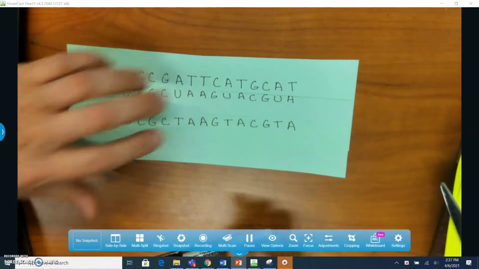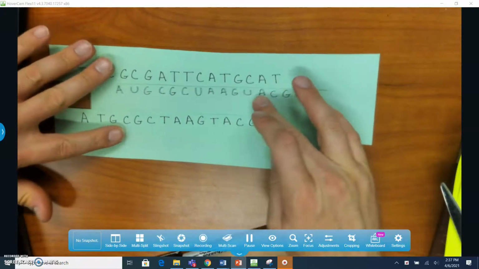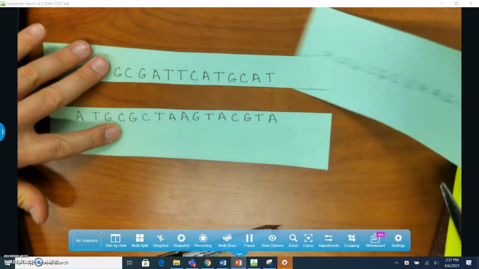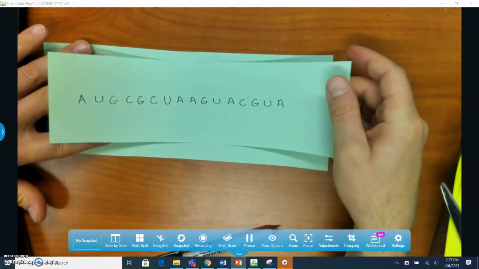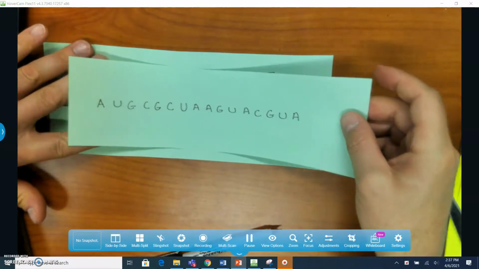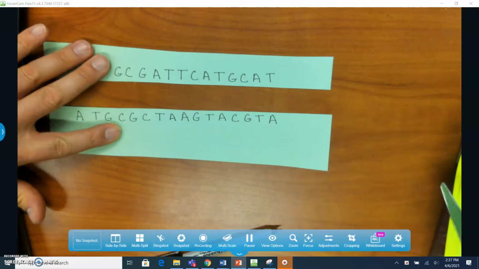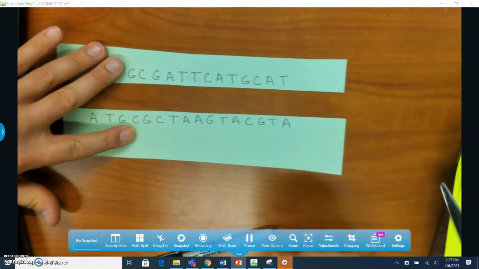Now I've made my strand of RNA, and that RNA strand right here is now free to leave the nucleus. It can go out to the ribosome, and then it's gone.